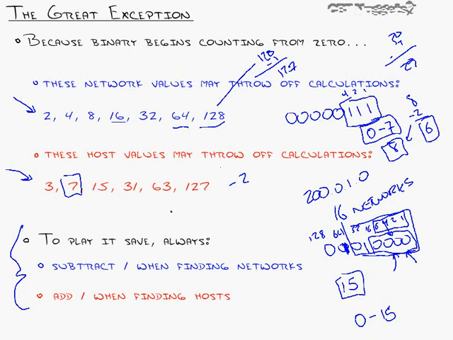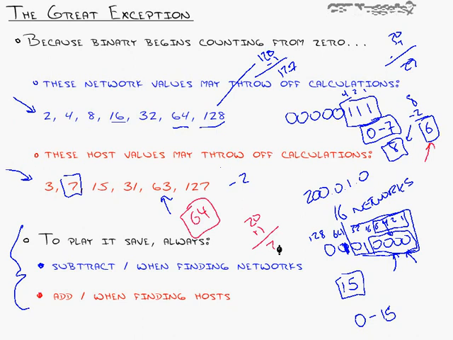Chances are very slim that somebody's going to say, give me a network range for 63 hosts per network. I mean, that's pretty weird that somebody would be looking for that value. But nonetheless, we can use this rule. Always subtract 1 when finding the number of networks. And to play it safe with the hosts, always add 1 when finding the number of hosts. So if they ask for 63 hosts, because of this rule, you're going to come up 1 short. So just add 1 to the number. Say, well, I'll figure it out for 64.